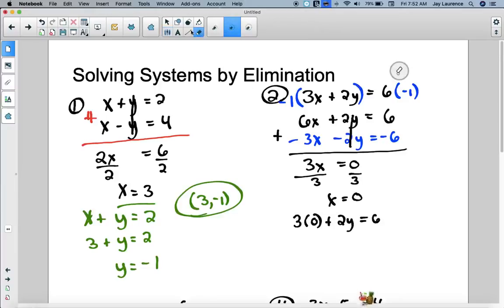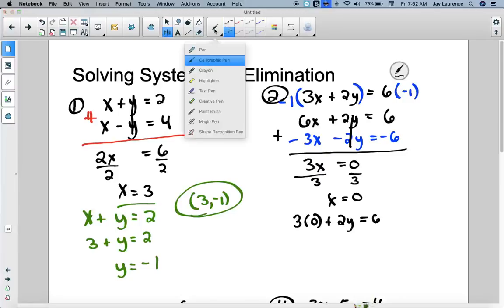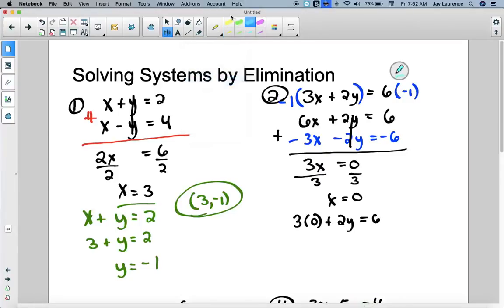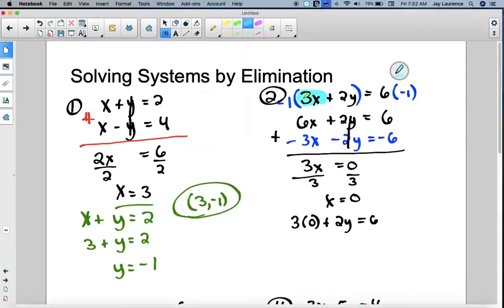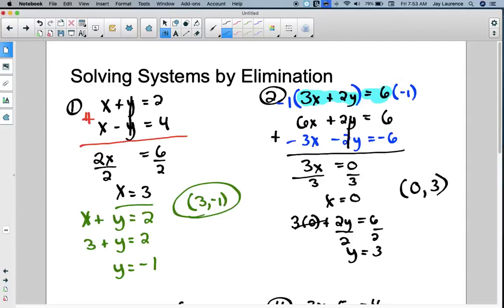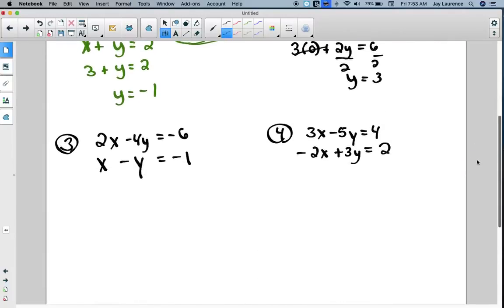If you didn't catch that, I'm taking this equation right here and substituting 0 in for x because I found out that x equals 0. So this is going to turn to 0. I'm going to have 2y equals 6. Now I know that y is going to equal 3. So the two lines intersect at (0, 3). Okay? All right. Now, they do get a little more complicated.